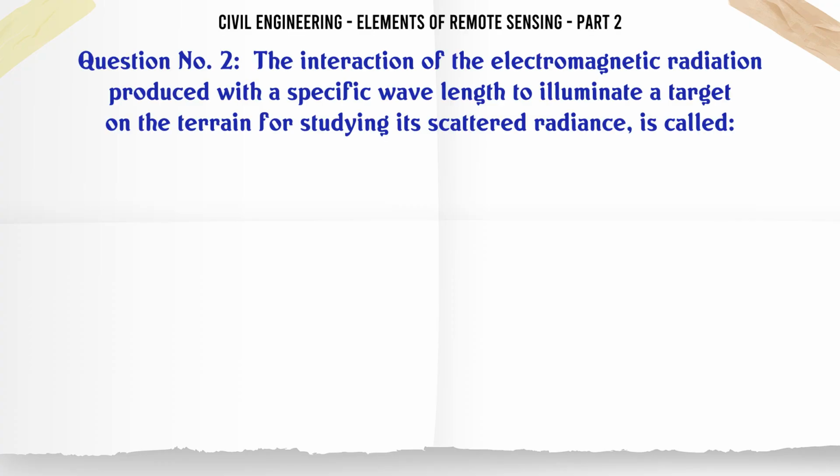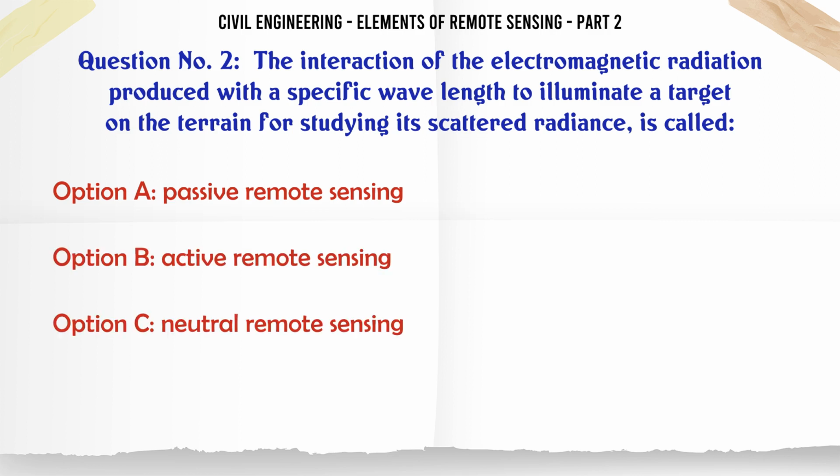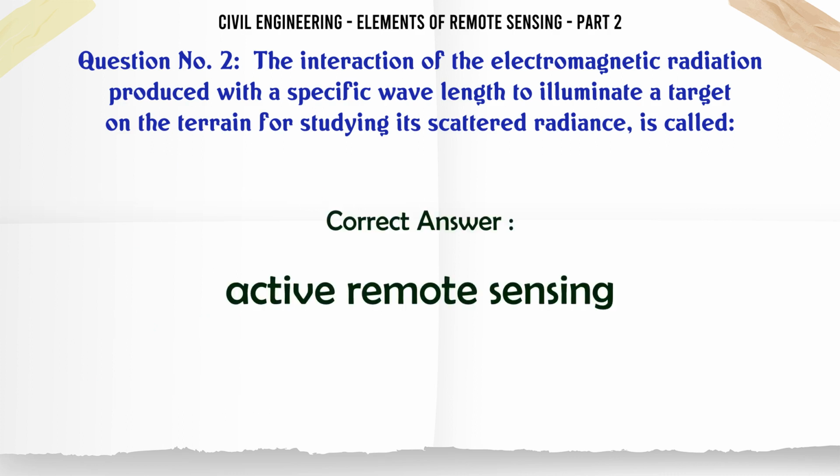The interaction of the electromagnetic radiation produced with a specific wavelength to illuminate a target on the terrain for studying its scattered radiance is called A. Passive remote sensing. B. Active remote sensing. C. Neutral remote sensing. D. None of these. The correct answer is active remote sensing.